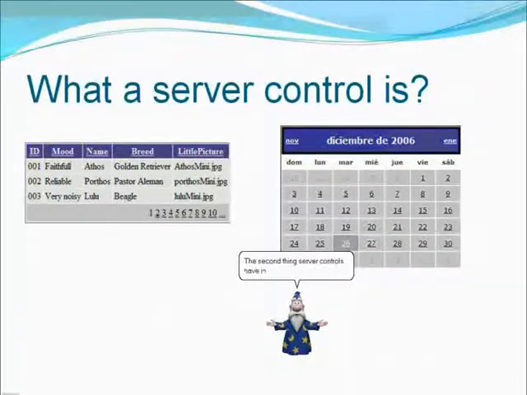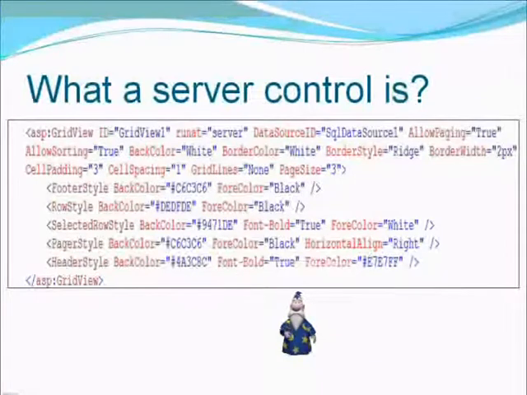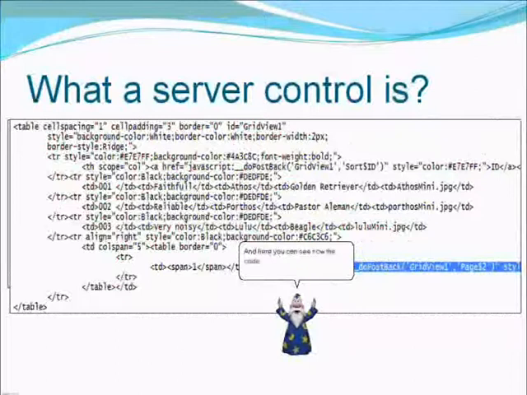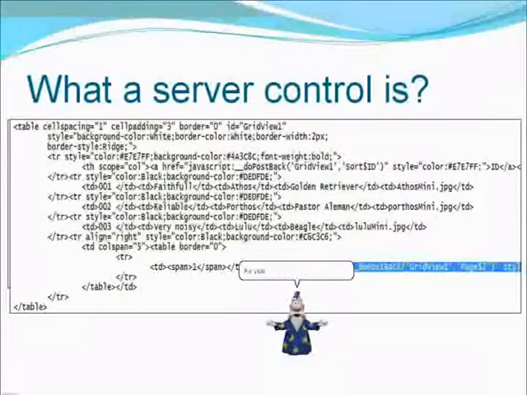The second thing server controls have in common is that they become HTML when the page is returned back to the client. Here is the code for the control at development time in the ASPX page. And here you can see how the code for the control looks in the final page. You can also see this by selecting View Source in a browser. As you can see, these server controls have turned into HTML. The grid view server control becomes a table tag. You can ignore the code with a light blue background. That is for paging the results.